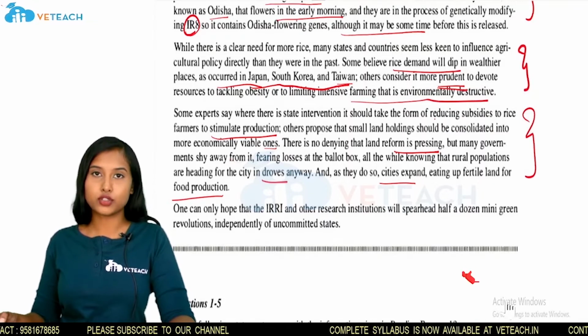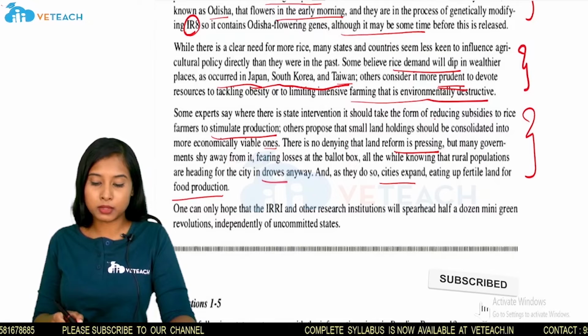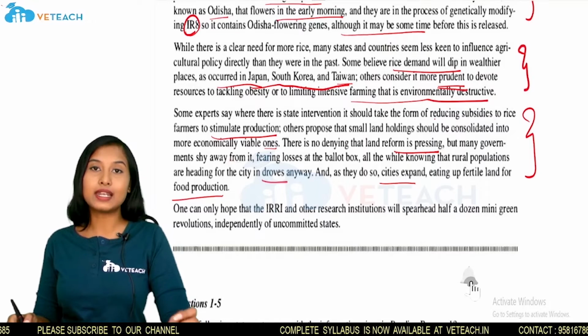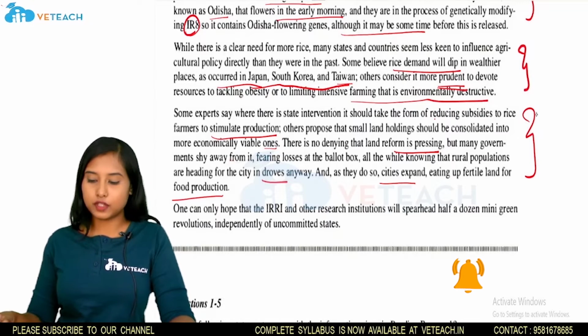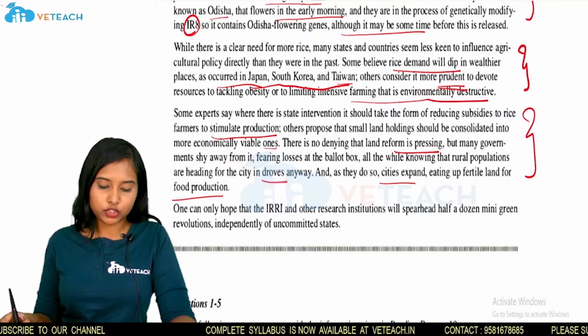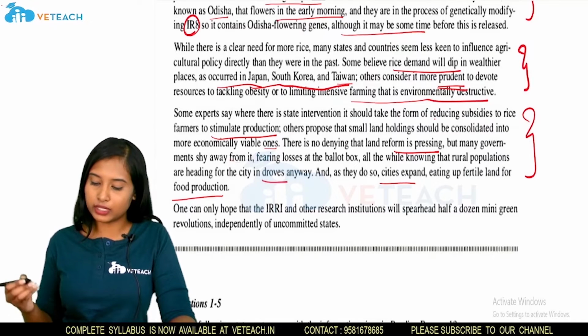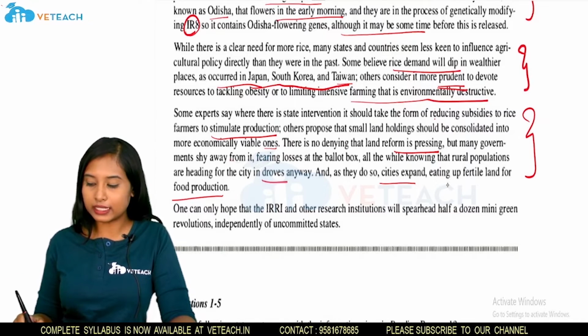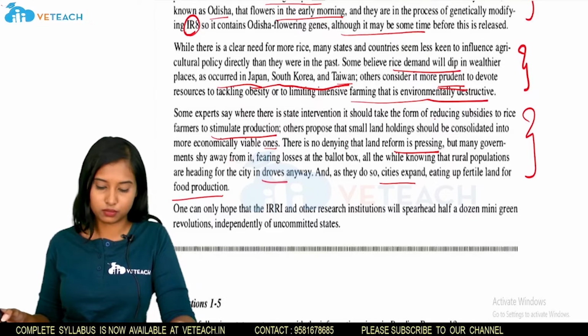In this passage, the author is trying to explain the government's policies towards subsidies and land consolidation. If land consolidation does not happen, the entire rural population will move to cities, which would lead to the city's expansion and eating up fertile land for food production.